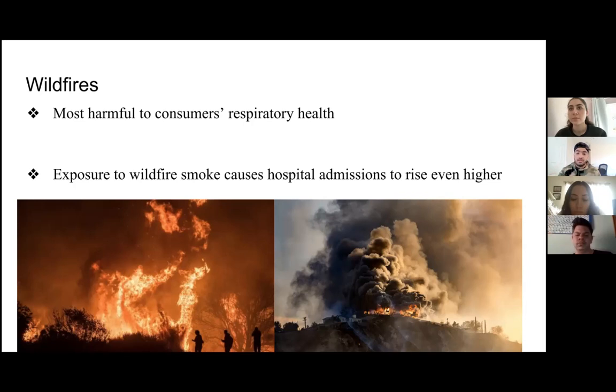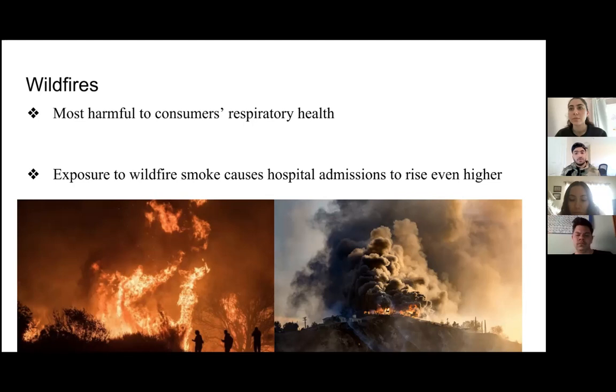They utilized the National Oceanic and Atmospheric Administration's hazard mapping system, which highlights smoke exposure and compares that with levels of particulate matter during seasons without wildfires. And it has come to my understanding that as pollution levels increased, hospital admissions also increased. However, exposure to wildfire smoke caused hospital admissions to rise even higher.